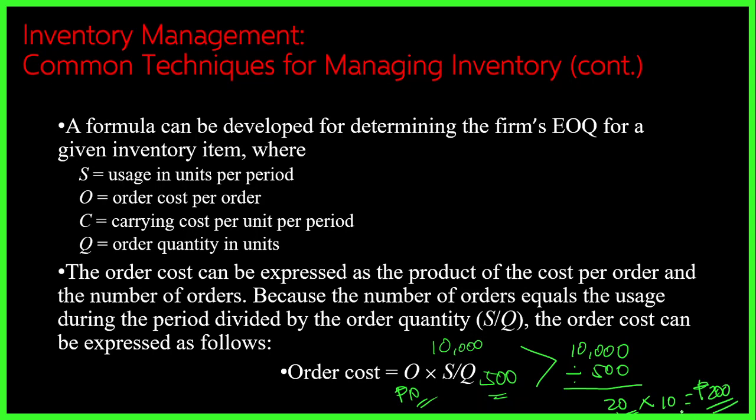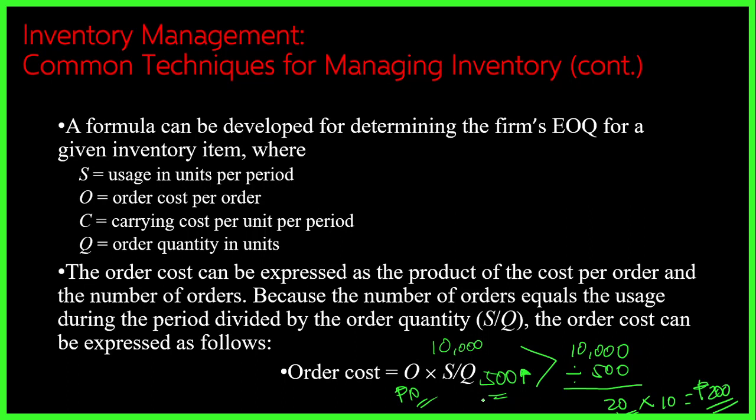Di ba? So, anong ibig sabihin nito? English kasi nakakainis, di ba? If you order more in volume, you will order less in frequency. So imagine if instead of ordering 500 units, you order, let's say, 1,000 units, o di 10 times ka na lang mag-order, di ba? So 10 times 10, magiging 100 pesos na lang yung ordering cost mo for one period.